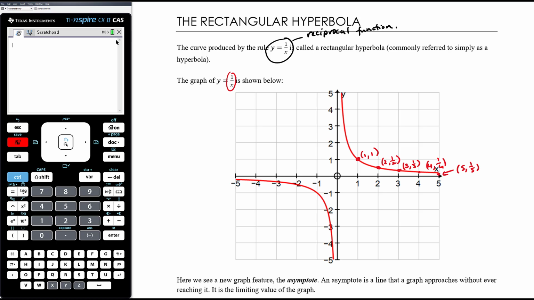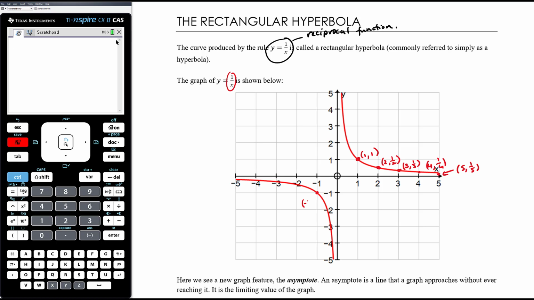So what we see is as x gets bigger and bigger, the y value is getting smaller and smaller. However, even when x is 1 billion and y is 1 over 1 billion, that's still a very, very tiny number, but it's still positive and it still doesn't equal 0. So our graph is getting closer and closer to 0 as x gets bigger and bigger. We see the same thing happening for the negatives.